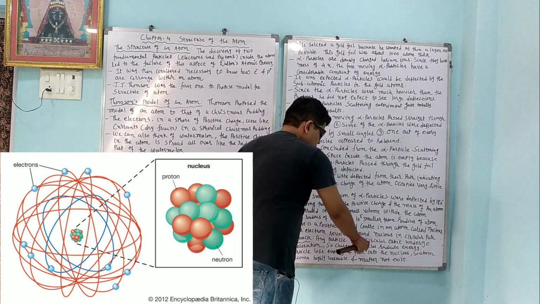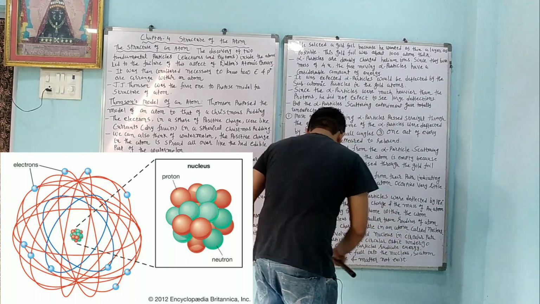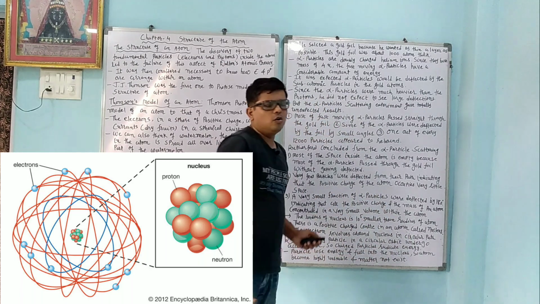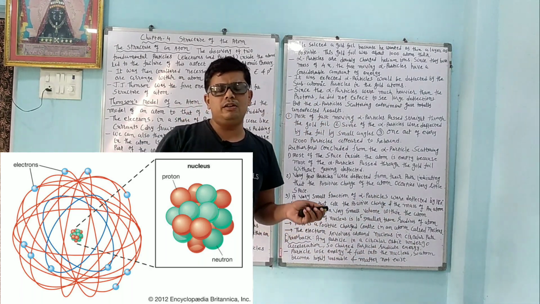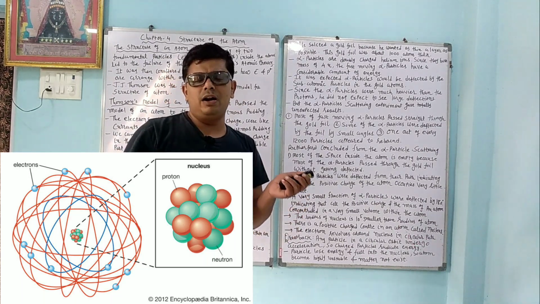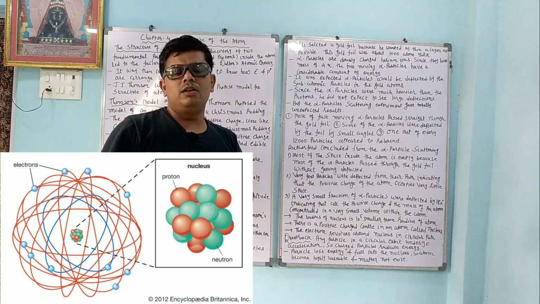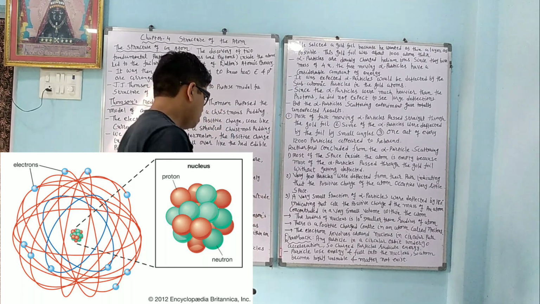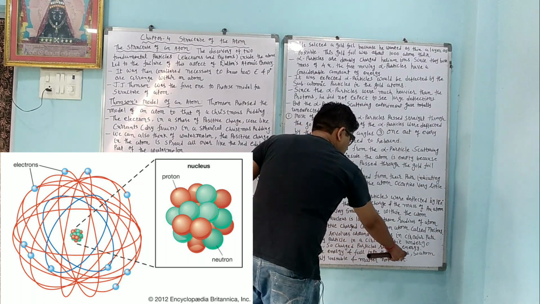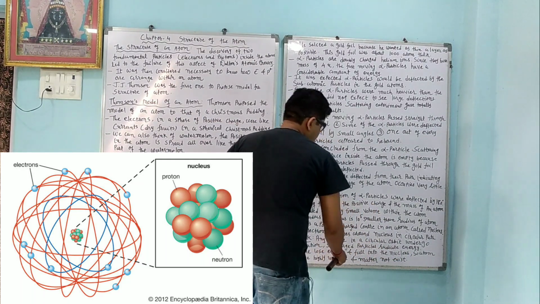Drawback: any particle in a circular orbit undergoes acceleration, so a charged particle radiates energy. According to Rutherford's theory, the electron moves in a circular path, but whenever any particle moves in a circular path, it undergoes acceleration and emits energy. So the energy continuously decreases. The particle loses energy and falls into the nucleus, so the atom becomes highly unstable.